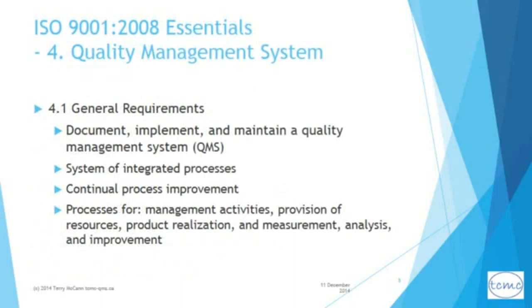Clause 4 deals with the requirement for there to be a quality management system, or QMS as it is commonly referred to. 4.1 requires that the QMS be documented and implemented in the form of a system of integrated processes, which shall be continually monitored for opportunities to be improved. These processes shall cover all essential organizational functions such as management activities, product or service realization, and the provision of necessary resources to that end.